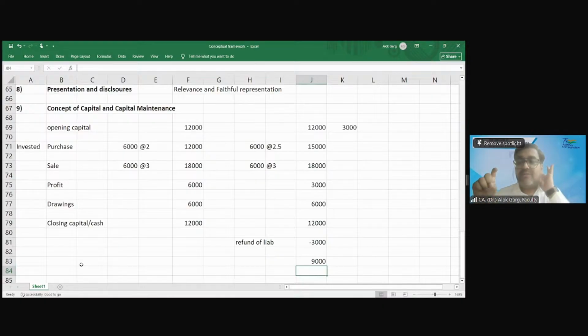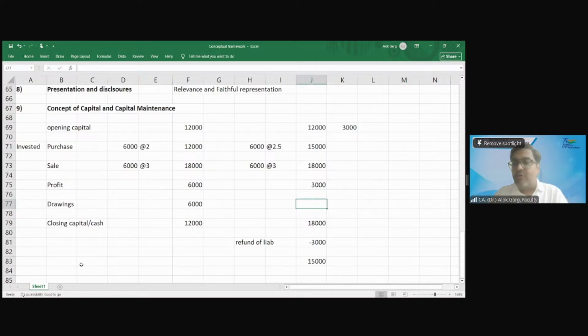The capital has already, there is a shortfall in the capital, right? How can that shortfall be met? That shortfall can be met by having less drawings, right? By not having any drawing, that shortfall can be met.